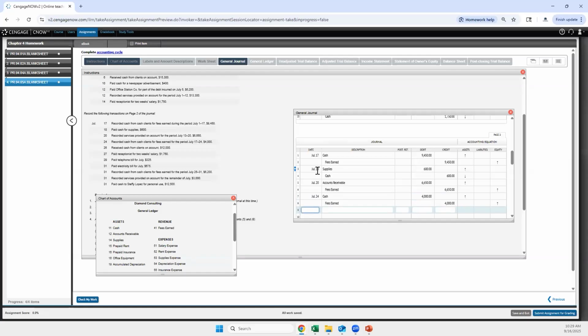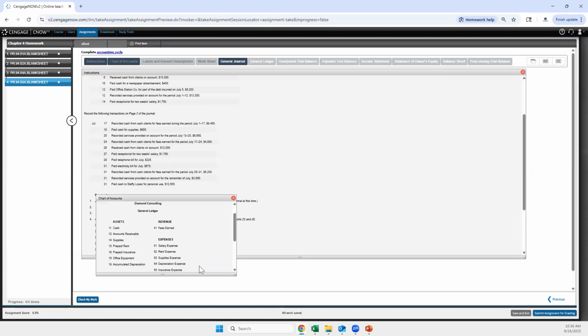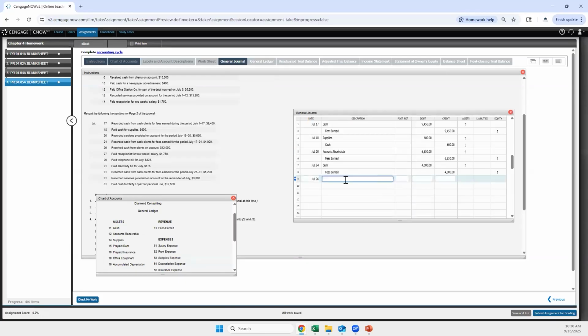Received cash from clients on account. So July 26th, they received cash from clients on account, but there's no mention of fees earned. They just received the cash from clients on account. That means that accounts receivable and cash are involved. This is not actually about them earning the revenue. So the cash is going up, and the other side is reducing our accounts receivable because the customers are paying their bills.